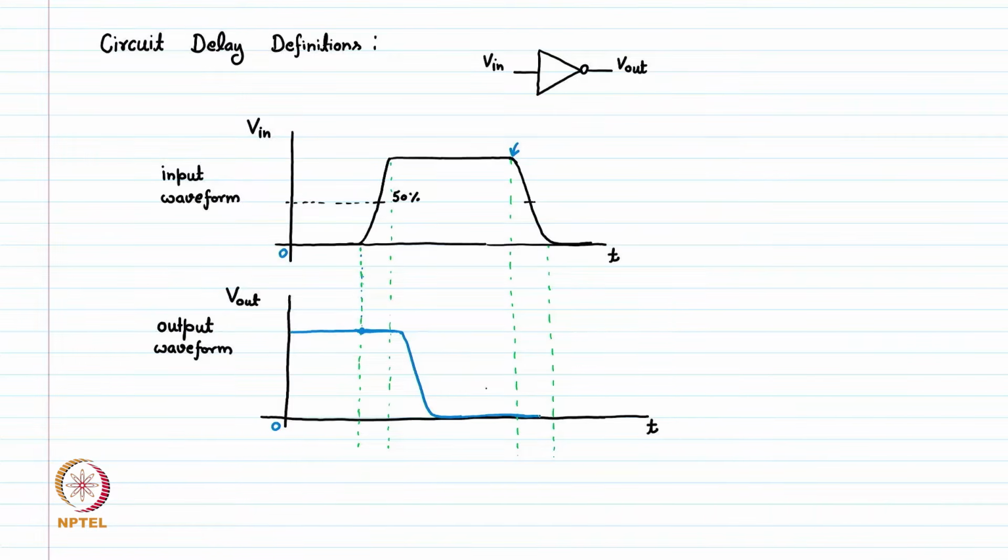So let's say at this point this is responding to this change and goes to high. So this is how an output waveform looks like. Now let's see what the delays are and how we characterize them in a circuit.